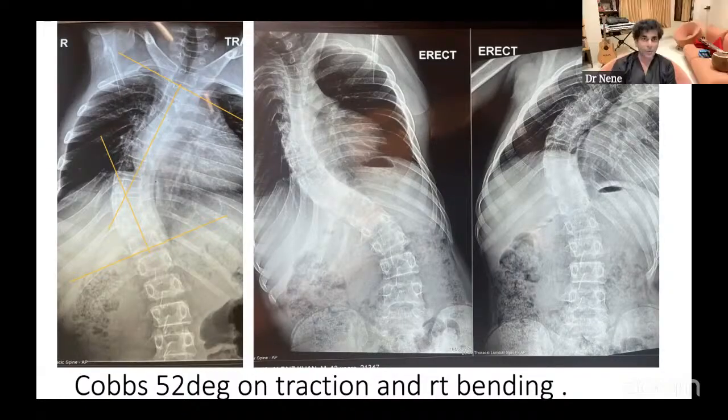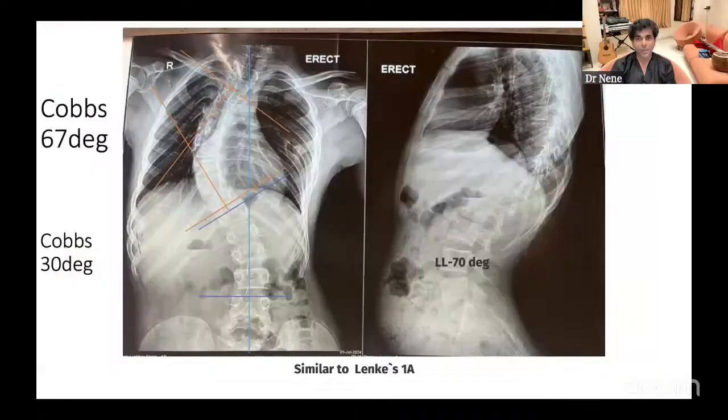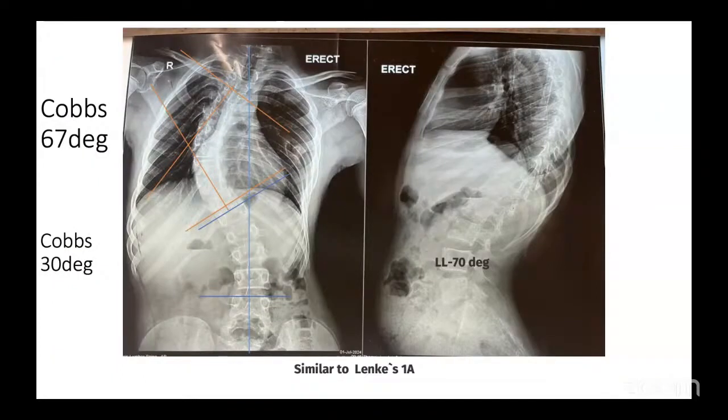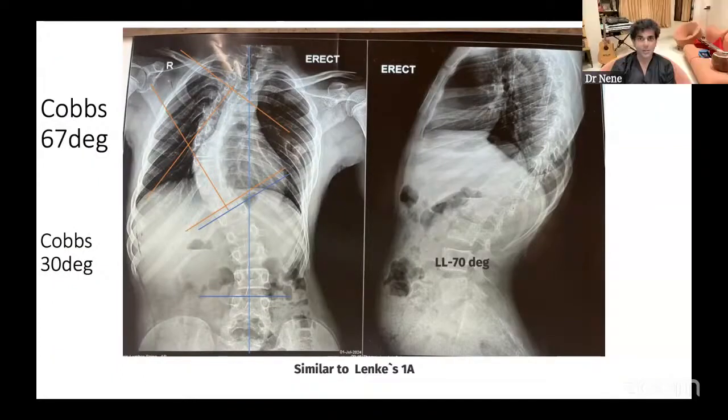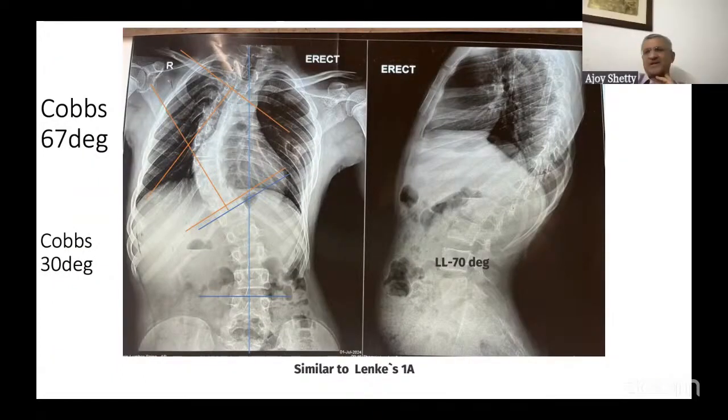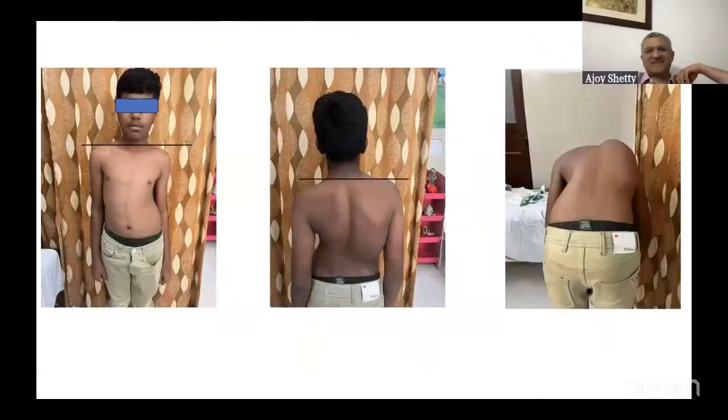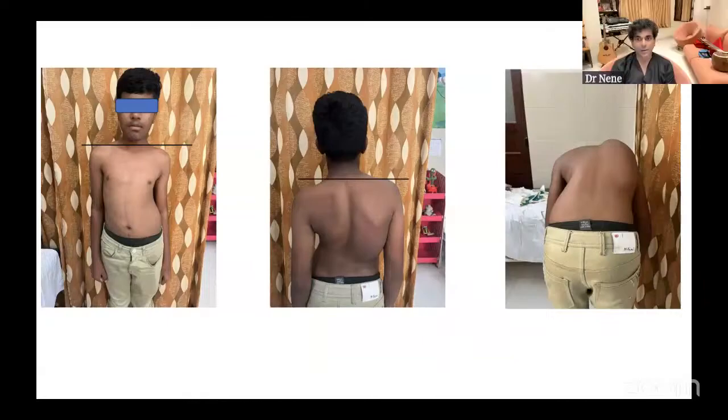Is he hyperkyphotic in the thoracic spine? Hyperkyphotic? Yes, sir. And he's not syndromic. He doesn't look like classical idiopathic. You look at the way he stands from the front. There is some... It's not very classical. Yeah, I agree. I fully agree.